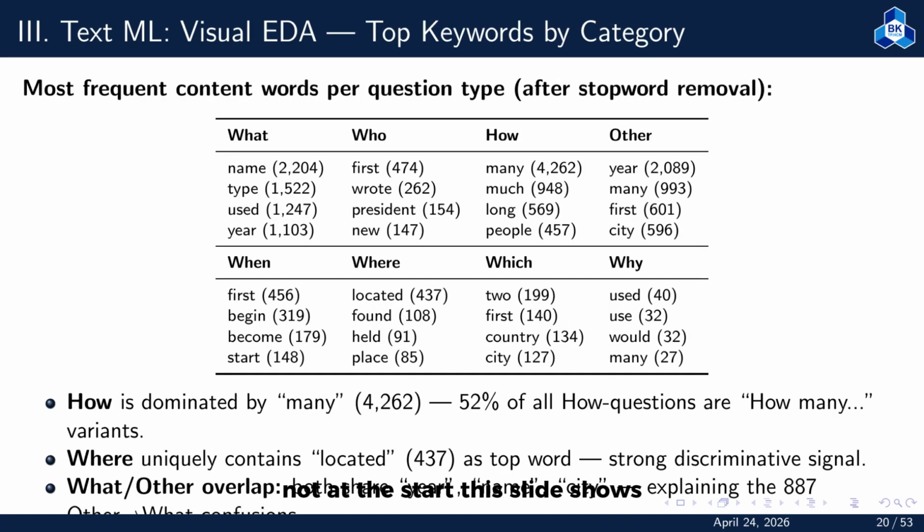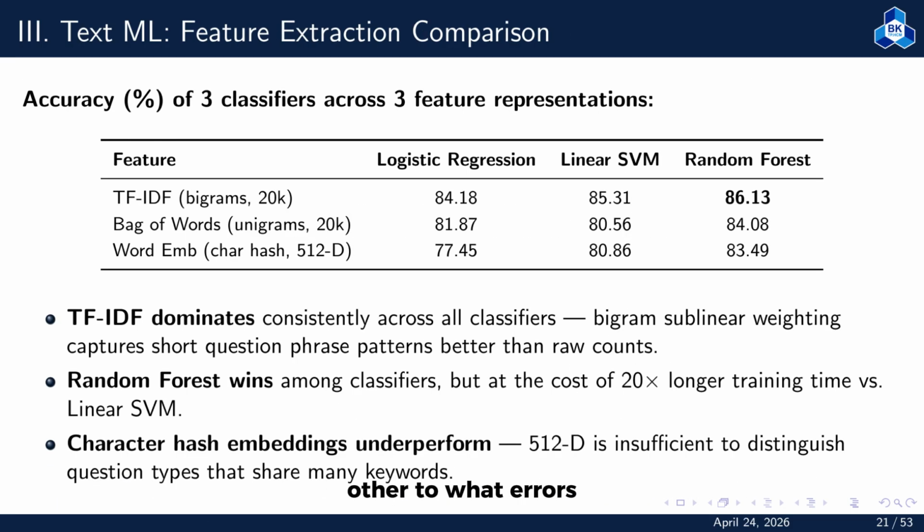This slide shows what words appear most frequently in each category after stop word removal, and the patterns are very revealing. How questions are dominated by many, appearing 262 times. That means over half of all how questions are how many variants. Where questions uniquely lead with located, a very strong discriminative signal. But notice that what and other share many of the same top words: year, name, city, first. This overlap directly explains why our traditional model made 887 other-to-what errors. The model sees these words and defaults to predicting what.